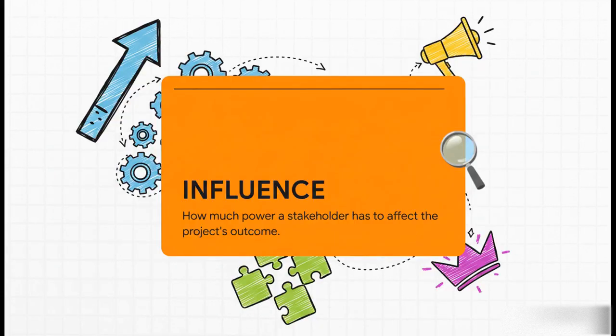First up, influence. The question you're asking here is simple. How much power does this person really have to change things, delay things, or even kill the project? A 3 is a major decision maker. Someone whose approval is a must-have. A 1 might have an opinion, but they can't actually block you.